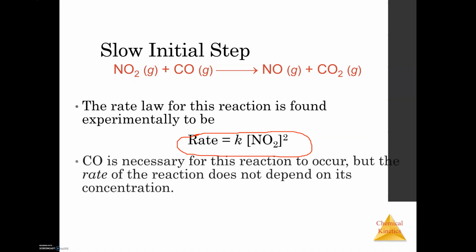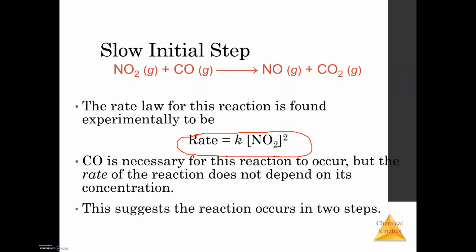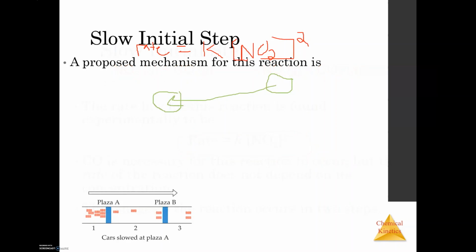So now CO is necessary for the reaction, but it may not show up in this rate determining step, and that may be the reason why we see what we see. So this tells us that the reaction itself isn't just going to happen all at once in one step, it is going to happen in multiple steps.